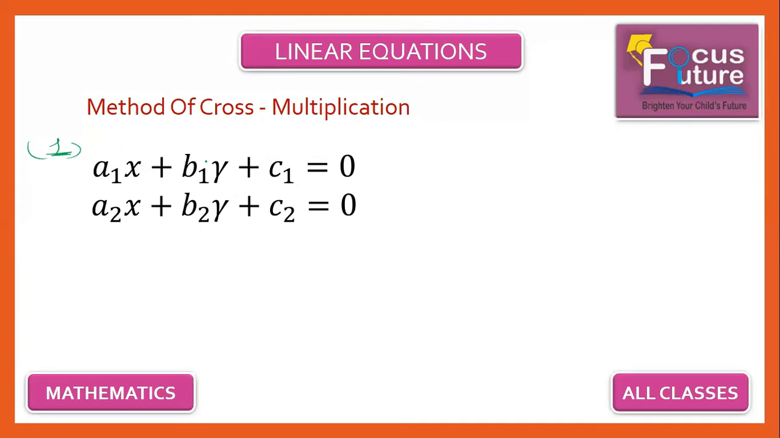And a1, a2, b1, b2 all are constants. So basically a1, a2 and b1, b2 are the coefficients of their variables. Like a1 is the coefficient of x, a2 is the coefficient of x, and b1 is the coefficient of y. c1 is the constant. Similarly, b2 is the coefficient of y and c2 is the constant.